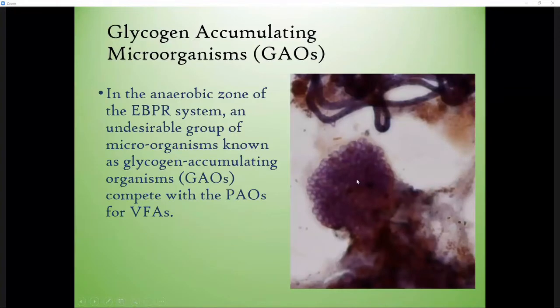Okay, then we were talking about this other undesirable group of microorganisms called GAOs. If you look at them, they look very hollow. It's because they don't take up phosphorus. They take up all the goodies. They take all the VFAs. But when you put them in the aerobic zone, they don't take up phosphorus. So this is a Neisser stain that stains polyphosphate. If you look, their cells are hollow because they're not taking up phosphorus.